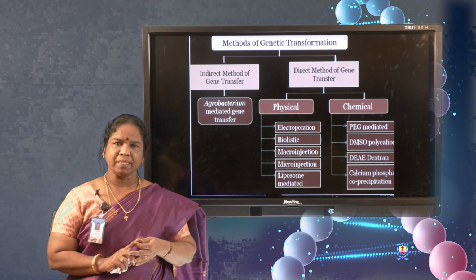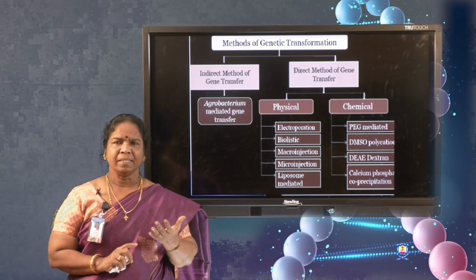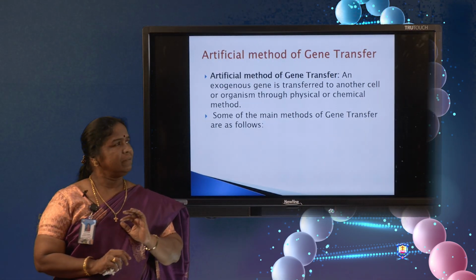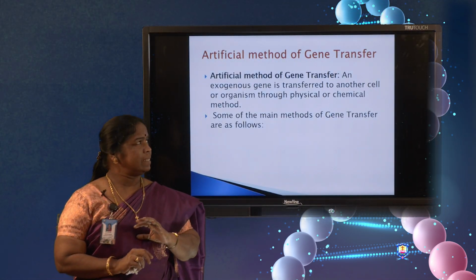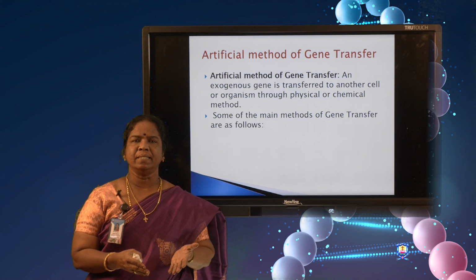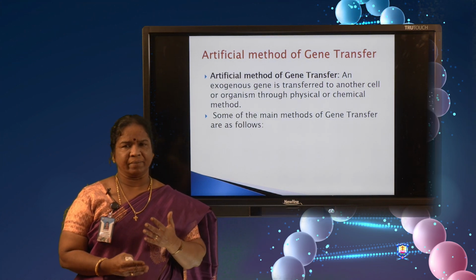Similarly, chemical methods also include a number of techniques. Here we are going to see only the physical methods. In the artificial method of gene transfer, the exogenous gene is transferred or introduced into the host cells by using either chemical methods or physical methods.